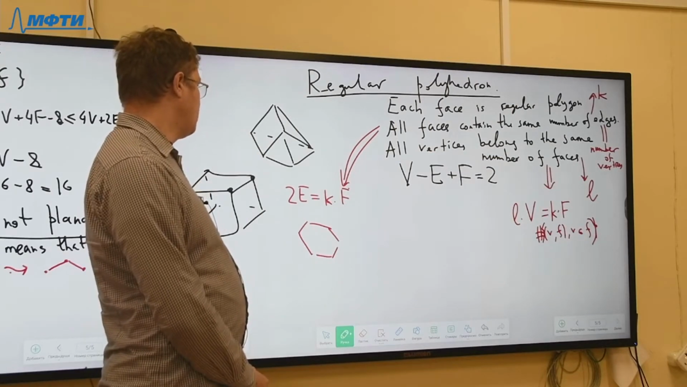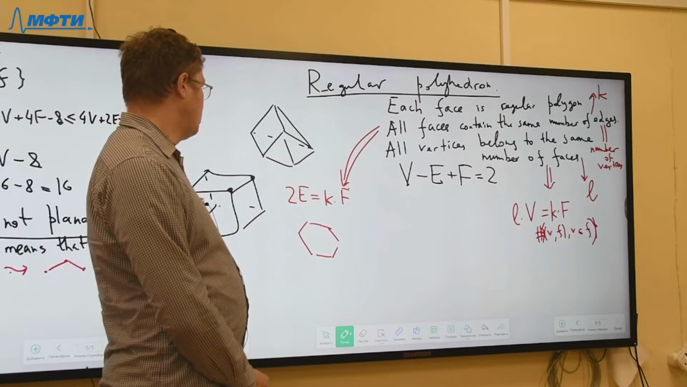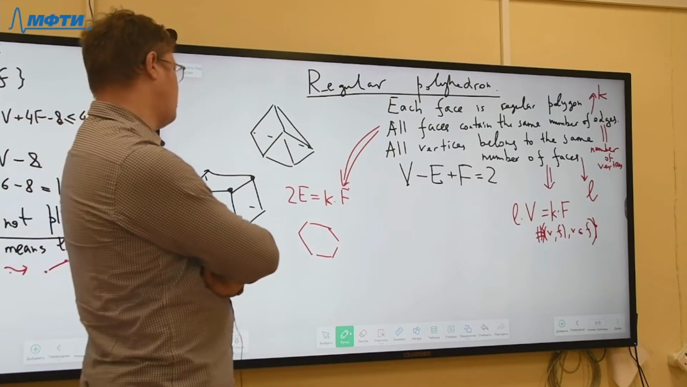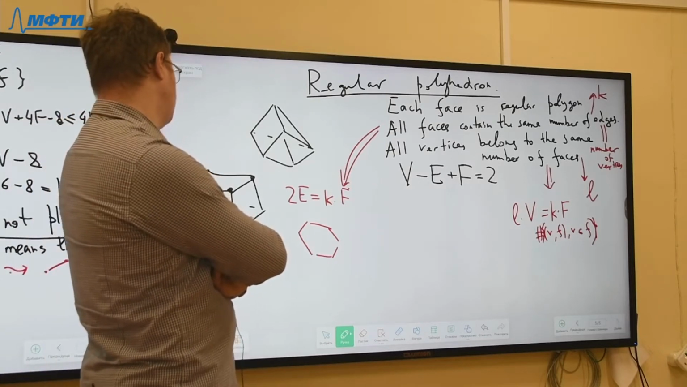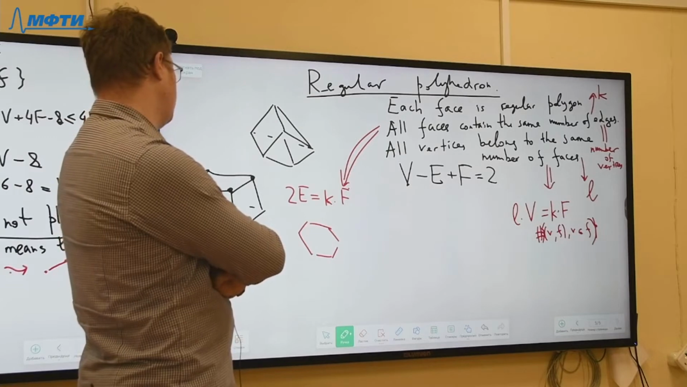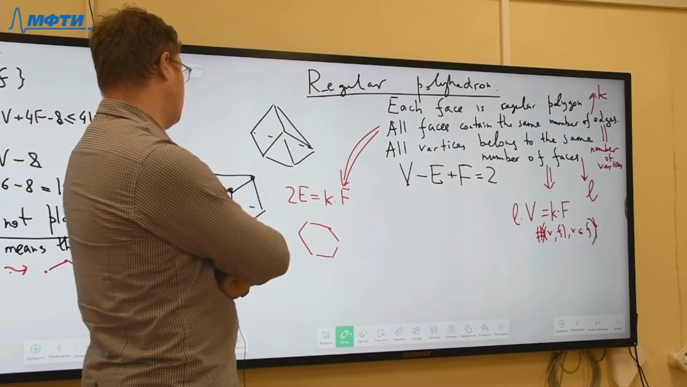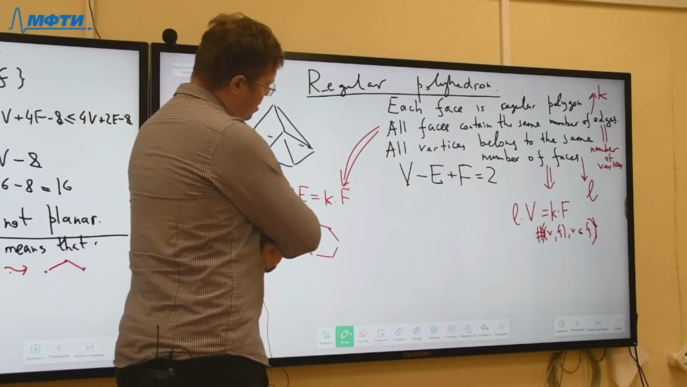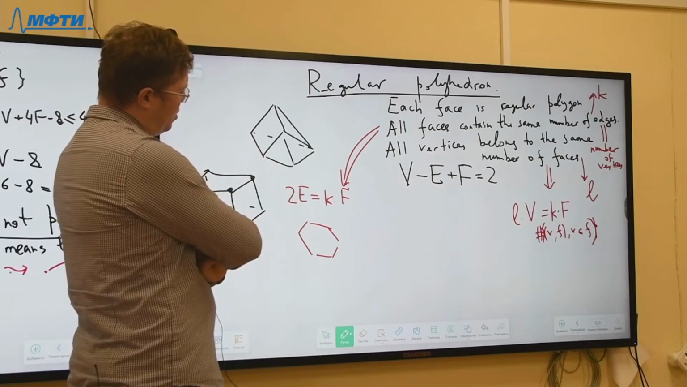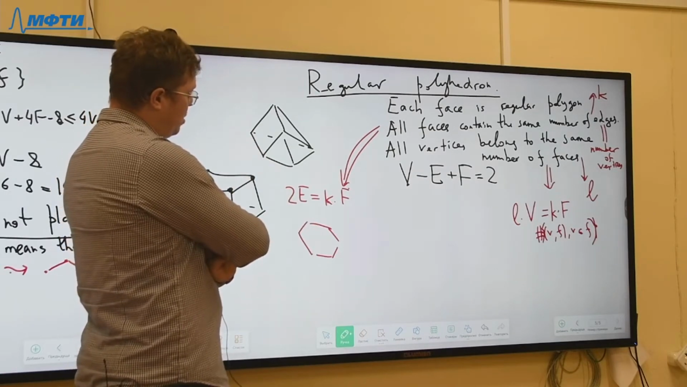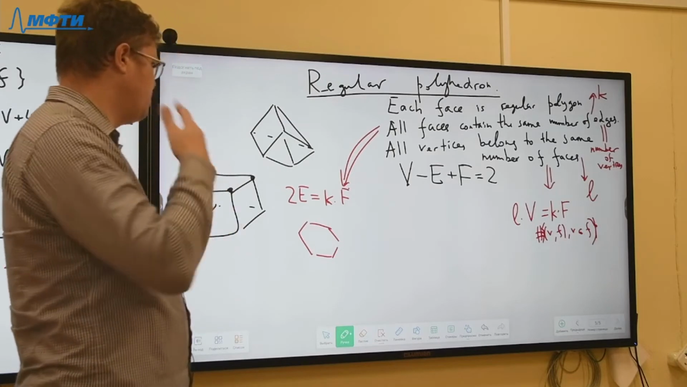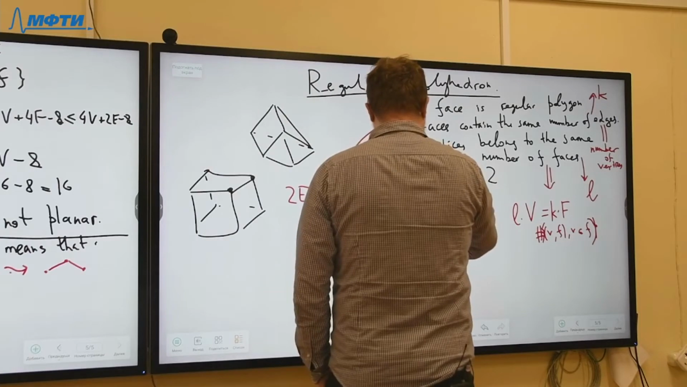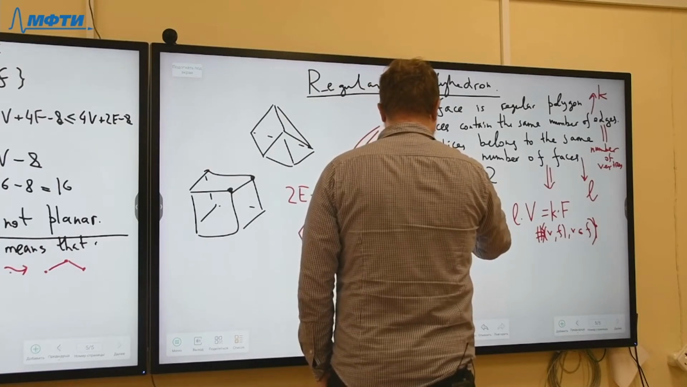Okay, so I can write all of these in terms of, maybe, the number of vertices. Let's do it with vertices, and if we need to change it, we'll change it. So I'll have the following equality: l times V is equal to k times F, which is equal to 2 times E.